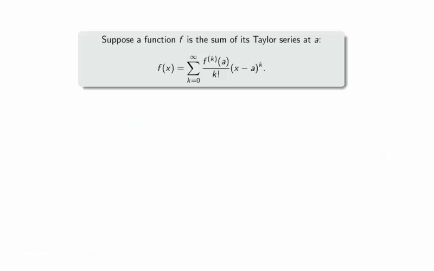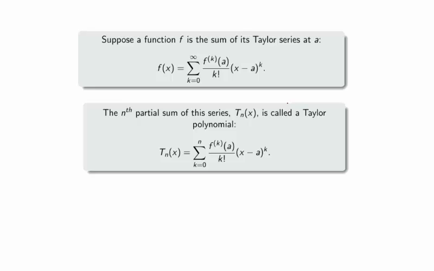In this section, we suppose a function f is the sum of its Taylor series at a. f(x) equals the sum, k equals 0 to infinity, of the kth derivative of f at a divided by k factorial times (x minus a) to the k. Recall that the nth partial sum of this series, Tn(x), is called a Taylor polynomial. Tn(x) equals the sum, k equals 0 to n, of the kth derivative of f at a divided by k factorial times (x minus a) to the k.